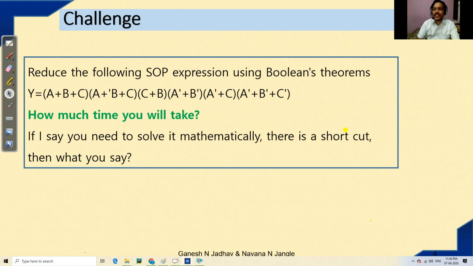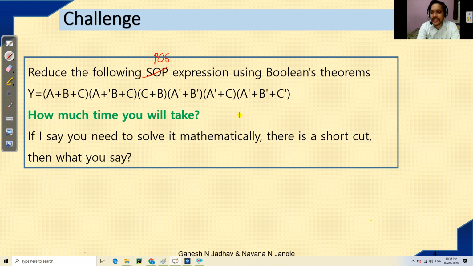Hey, let's have one challenge in front of you. I'm giving one SOP expression to you. Sorry, this is not an SOP equation, this is a POS equation. I'm giving you one POS equation. Can you reduce this POS equation?